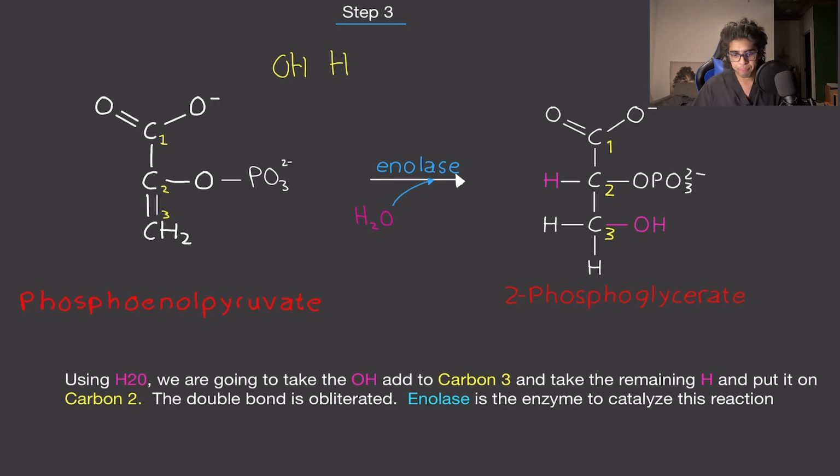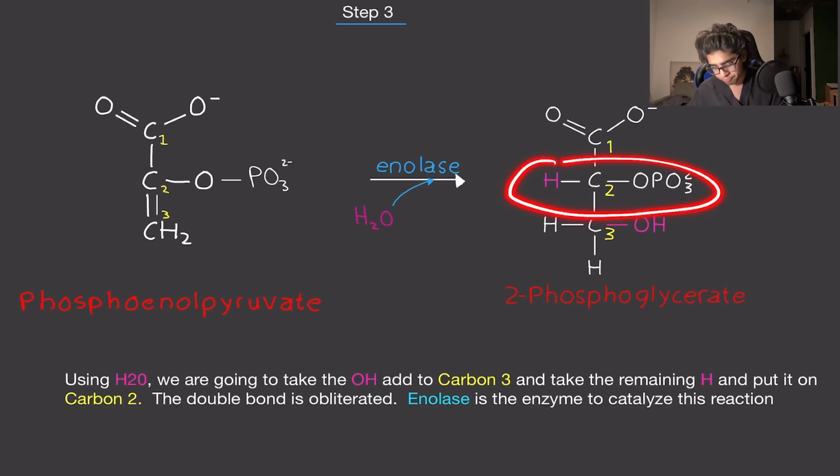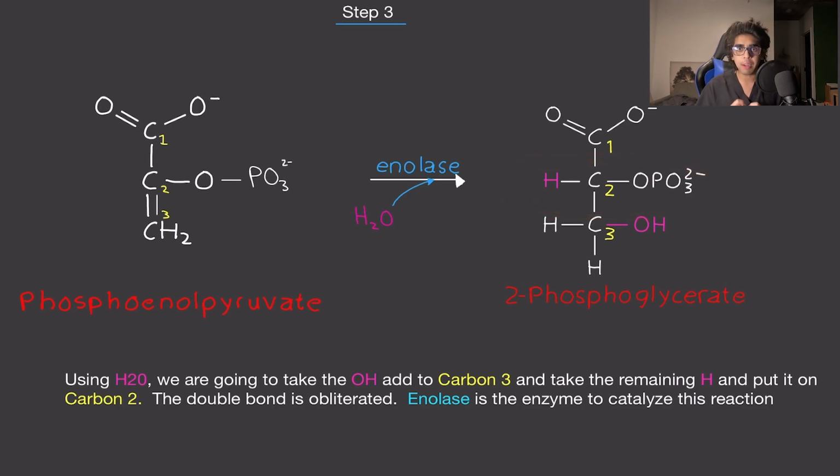Here's what we're going to do. We are going to take the OH from the water, so the water is basically a breakup, and the OH is going to go to carbon number 3 right here. So you see we have added the OH here. Now the hydrogen that's left over is going to go to carbon number 2. At the same time, for this all to actually happen, this double bond needs to break. And you can see that here. Now we just have a single bond.